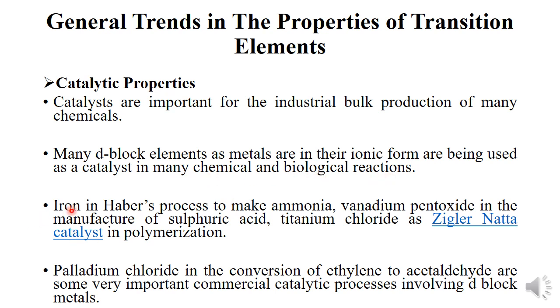For example, iron is used in the Haber's process to manufacture ammonia, vanadium pentoxide in the manufacture of sulfuric acid. Similarly, palladium chloride in the conversion of ethylene to acetaldehyde. These are a few important commercial catalysts which are used in a number of processes, and these are generally from the d block elements.